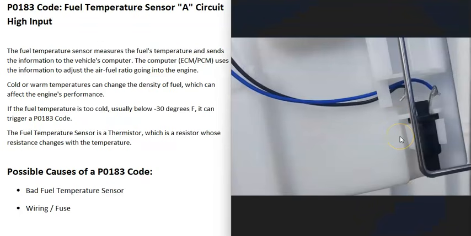Well, basically many vehicles have this fuel temperature sensor that's just monitoring the temperature of the fuel and reporting this information back to the computer, which then uses the information to adjust the air-fuel ratio mixture that's going into the cylinders. And basically, since the density of the fuel can change whether it's cold or warm, the computer can use the information to fine-tune the engine no matter what the temperature is. But when you get this P0183 code, the computer's seeing some kind of problem with this sensor, and so it's going to need to be troubleshot to know why.